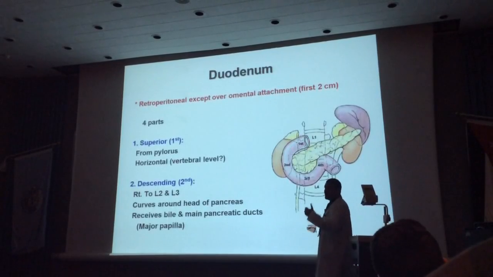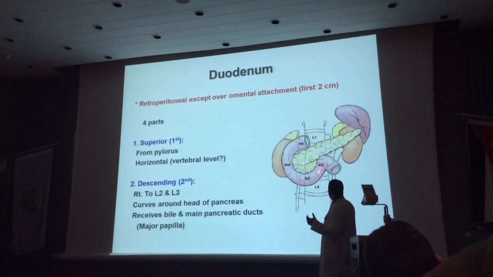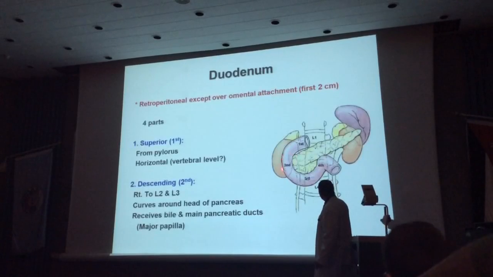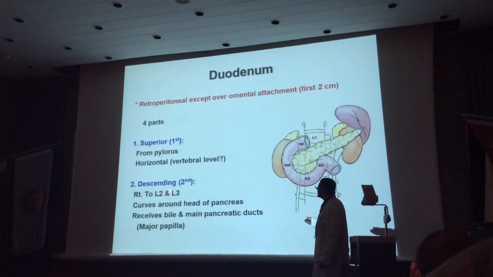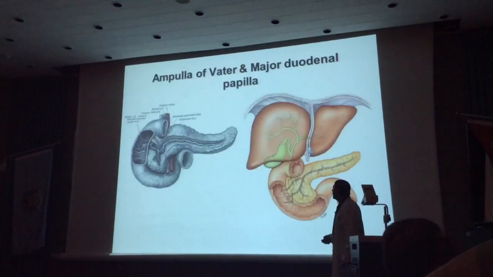The first you can call first or superior. Second or descending. Third or horizontal or transverse. And fourth or ascending. The one that matters to me is the second, the descending. Why? Because there you will see the openings of the pancreatic and bile ducts. Okay? When you look at the second part of the duodenum as you see here, you can see the openings of the bile duct.